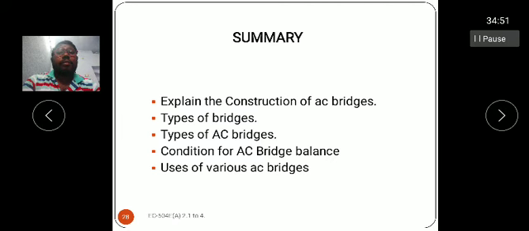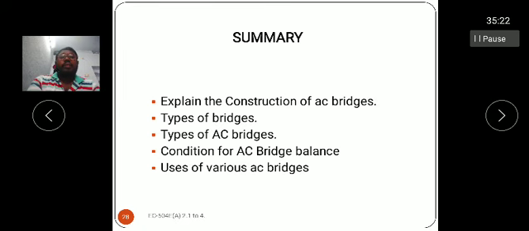Then the type of circuits, the bridges, is called the DC bridges. The AC bridges means the applied energy source is in the form of AC, and the response, that means the current passing through the circuit, is in the form of alternating current. Then the type of circuits or the bridges is called the AC bridges. That means the types of bridges we are having are AC as well as DC bridges.